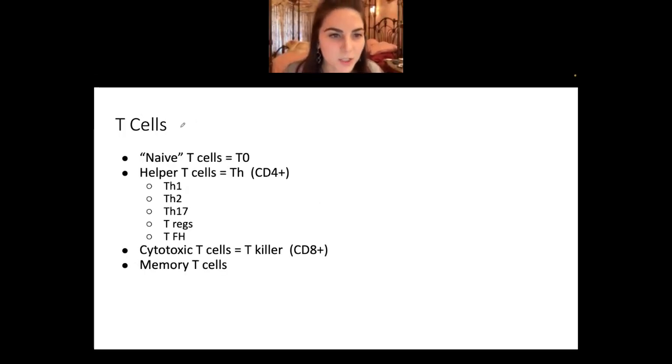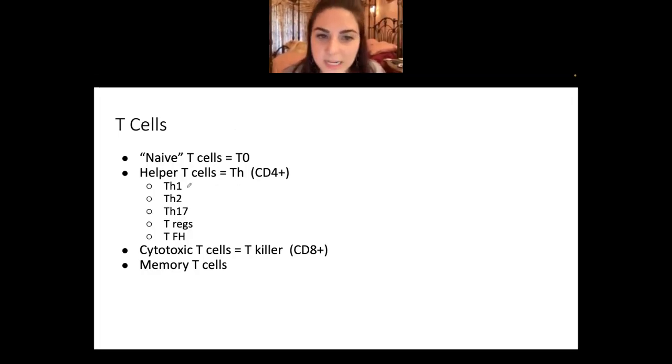Okay, so some terminology before we jump in. If I call something a naive T cell, you can also see this as T0, like a sub-zero. This just means it has never seen antigen before. It was made in either the bone marrow or the thymus and has just now left and gone into the periphery and the secondary lymphoid tissue. That's a naive T cell.